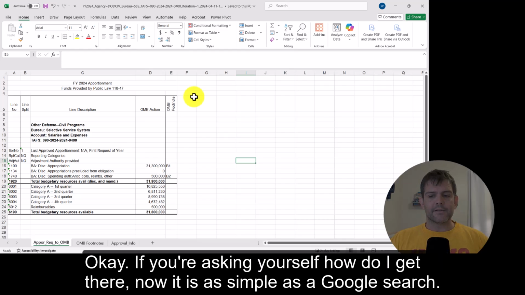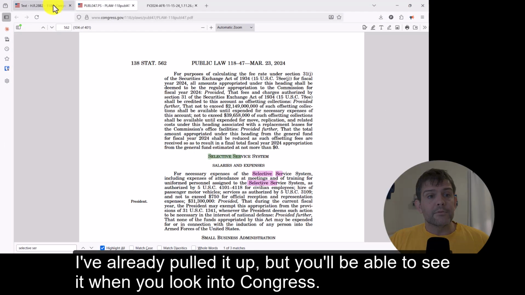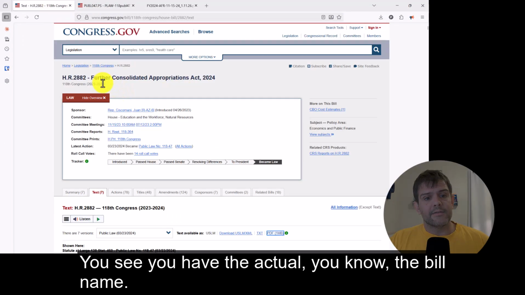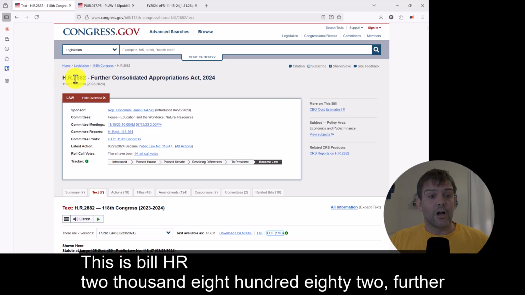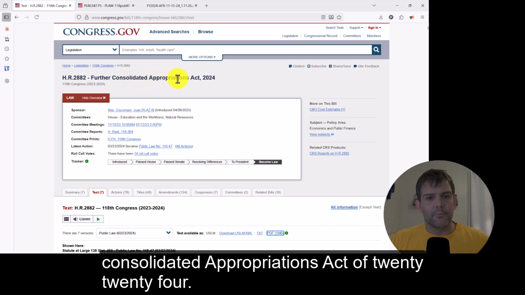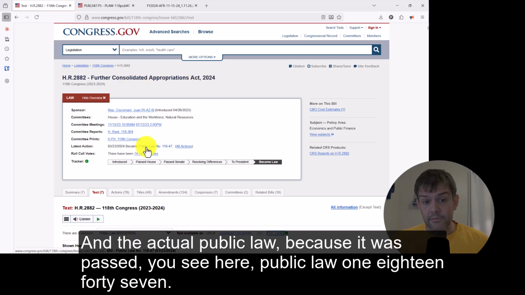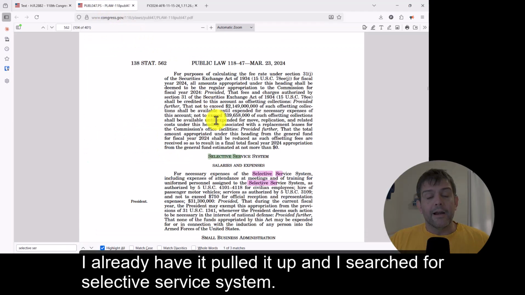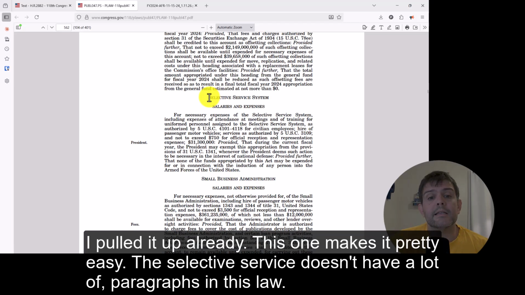Okay, if you're asking yourself, how do I get there? Now, it is as simple as a Google search. I've already pulled it up, but you'll be able to see it when you look into Congress. You see, you have the actual bill name. This is Bill HR 2882, Further Consolidated Appropriations Act of 2024. And the actual public law, because it was passed, you see here, Public Law 118-47. I already have it pulled up, and I searched for Selective Service System. I pulled it up already. This one makes it pretty easy.